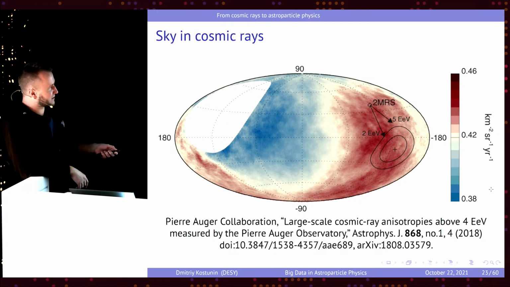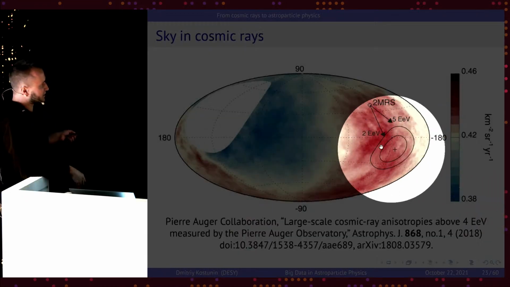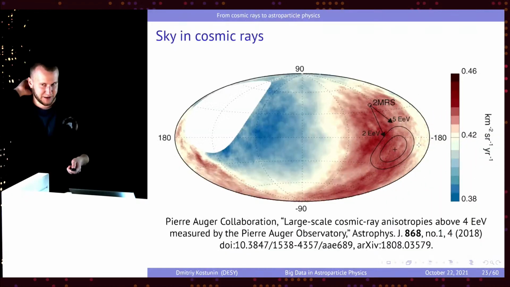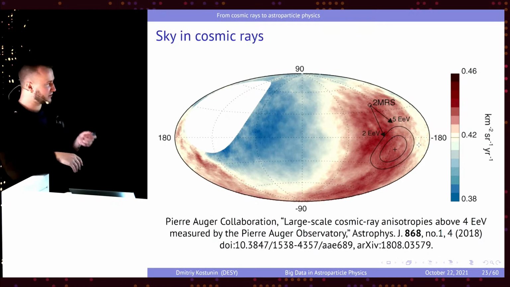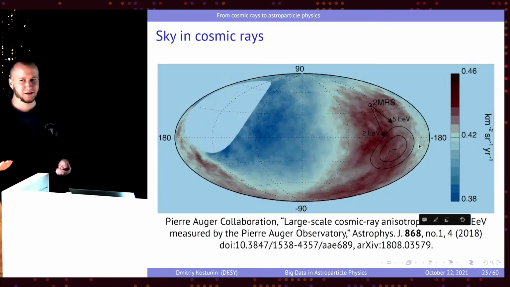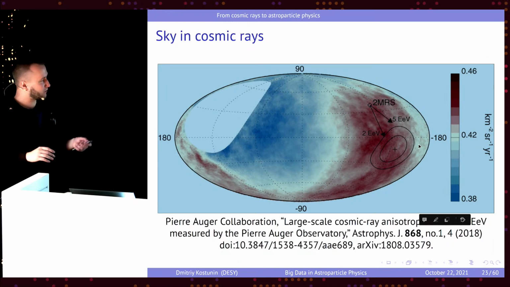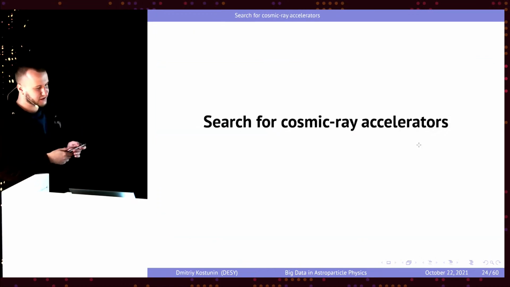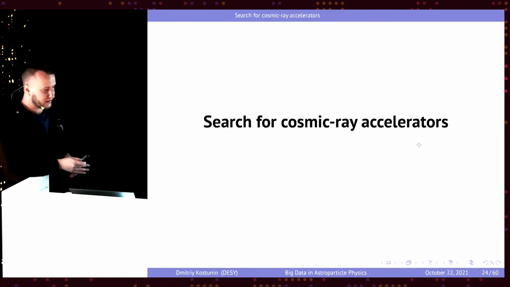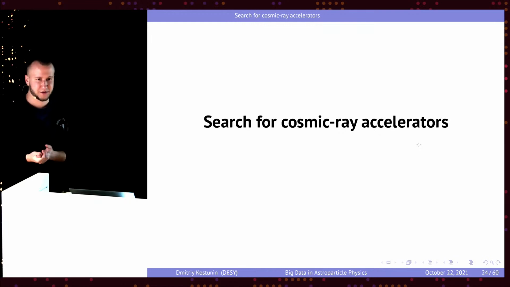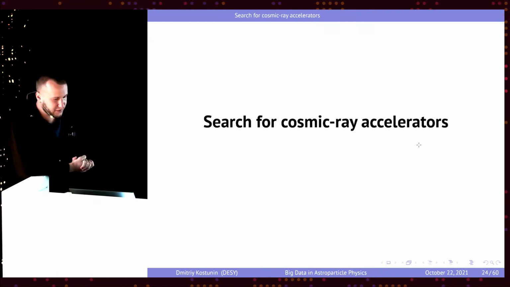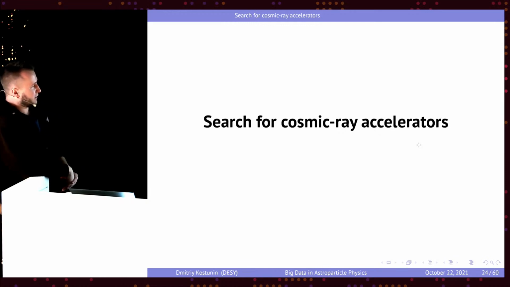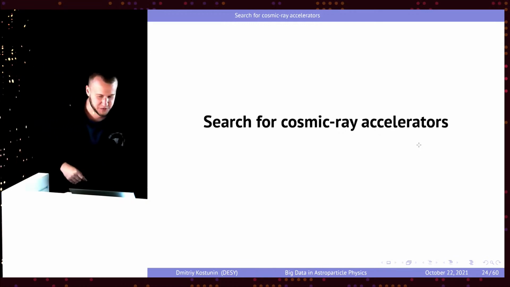But at least it's clearly visible that they do not arrive from the galactic plane. They are of extragalactic origin, starting from 4 exaelectron volts. So it's an indication of their extragalactic origin. Okay, and my next point: it's very funny that we detect such highly energetic particles, but we have no idea where they come from. So we need to search for cosmic ray accelerators.